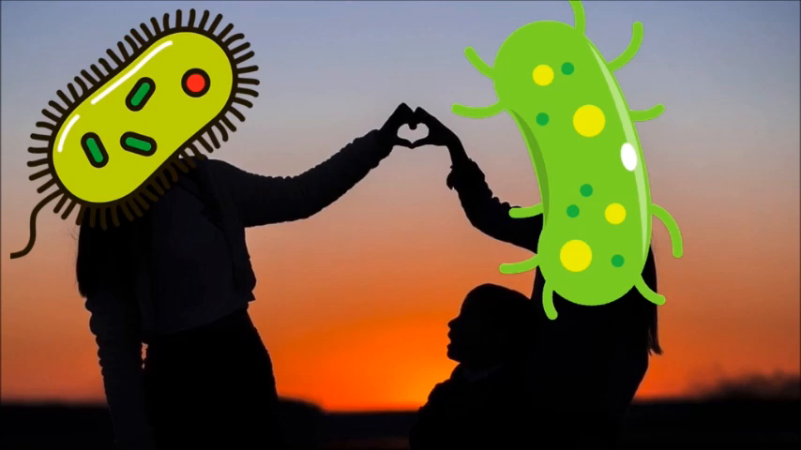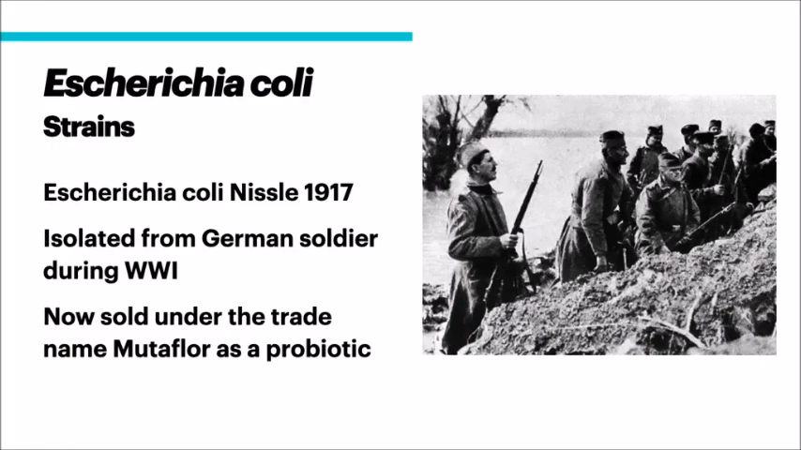E. coli can't metabolize big sugars like starch, but it can commensally hang out with other members of the GI community that can. These bacteria break larger polysaccharides into smaller ones that E. coli prefers. This is an example of a strain of E. coli that is now sold as a probiotic. It was isolated from a German soldier during World War I. The guy seemed to be resistant to infection from Shigella, unlike his comrades.